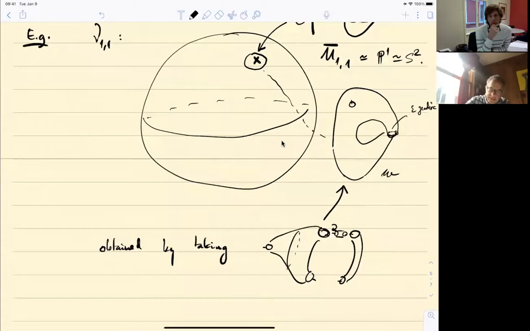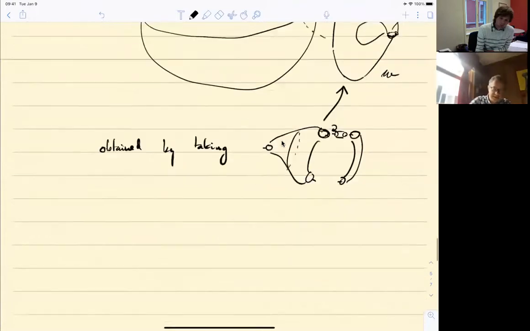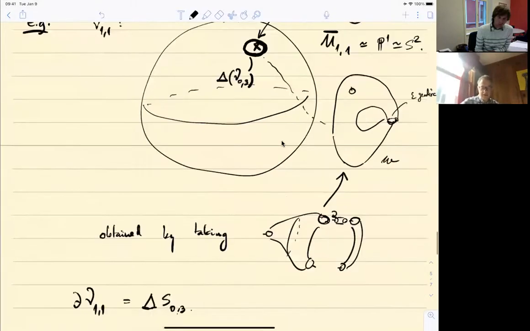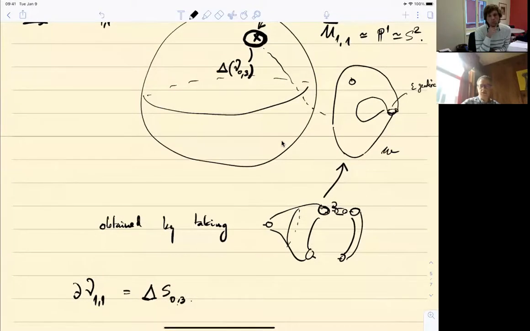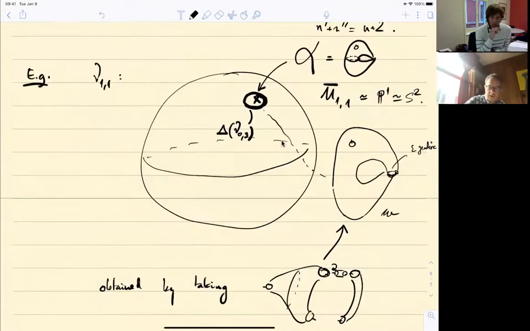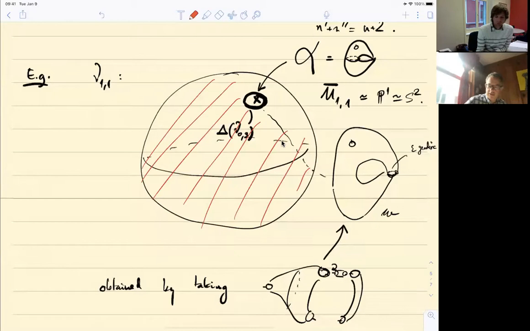So what this says is that this circle can be thought of as delta of V03. And then the quantum master equation says that the boundary of V11 should be the delta of S03. If you expand in H bar and delta, this is the only term that can contribute to the quantum master equation. So that says that V11 should be some kind of chain in the moduli space M11. So notice that it doesn't touch at all the boundary of M11 bar, which is exactly this circle, which is delta of S03.